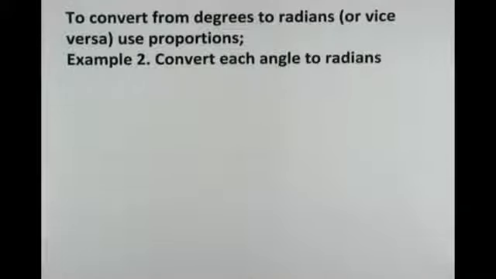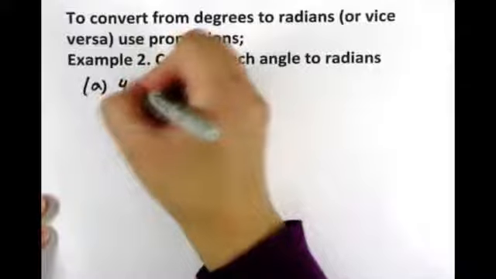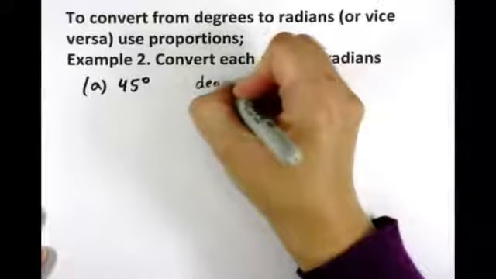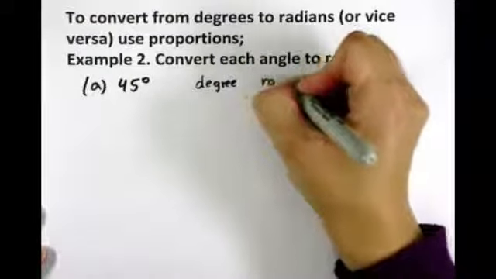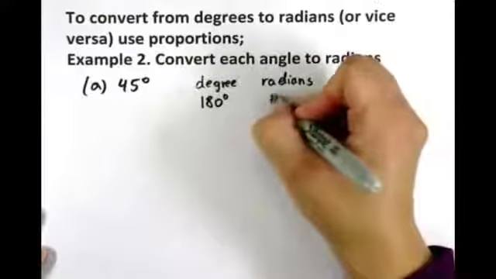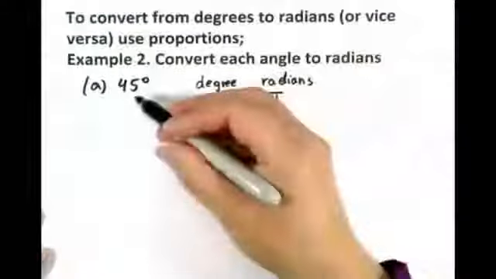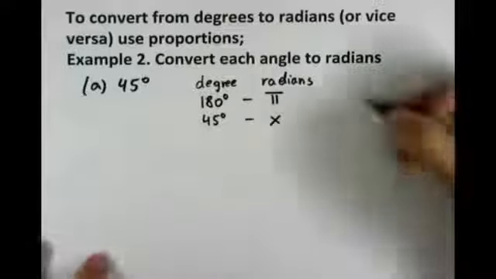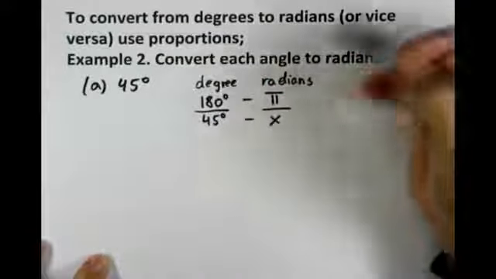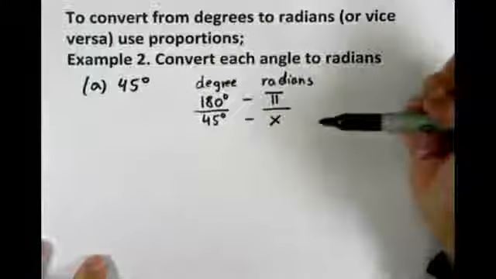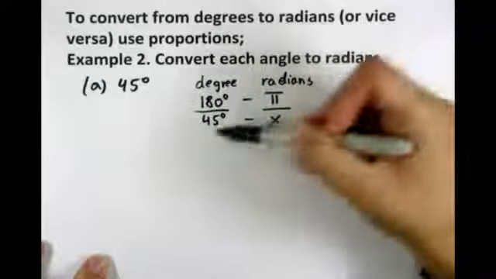For example, convert each angle to radians. We have A, 45 degrees. So we make proportions. On one side we put degrees, and on the other side we put radians. So we know that 180 degrees is pi radians, and now we ask 45 degrees. I don't know, so we put x. And that's my proportion. So I have 180 is pi, 45 is x. So I have the proportion, and I can cross multiply.